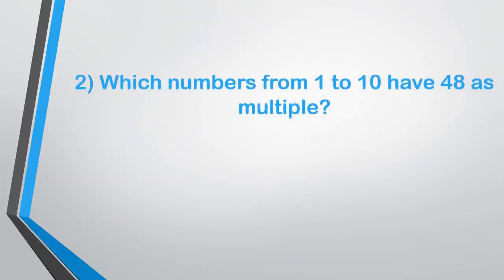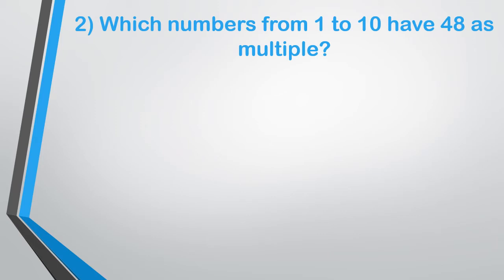The second sum, which numbers from 1 to 10 have 48 as multiple? Okay, here now we have to check from 1 to 10 which numbers or which tables have that 48. We have to check 48 comes in which multiplication tables, that is 1, 2, 3. So 48 comes in one table, isn't it? 1 times 48 is equal to 48.